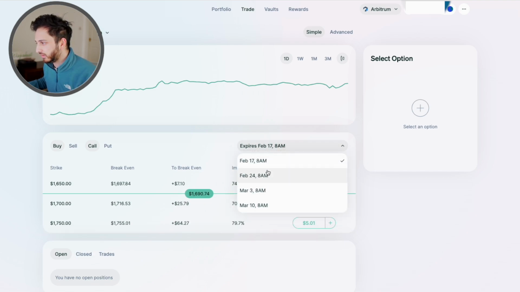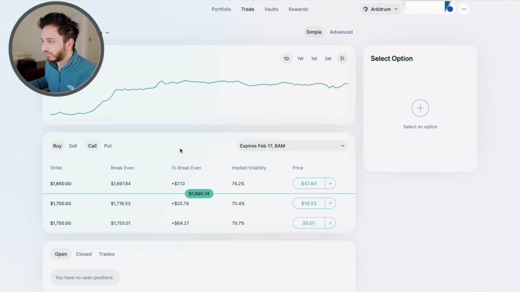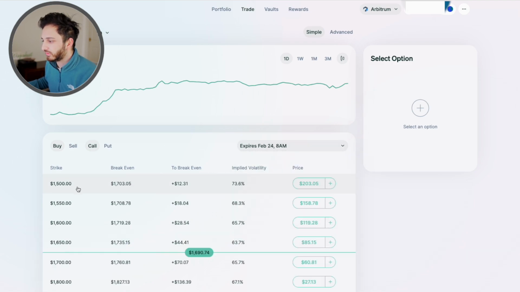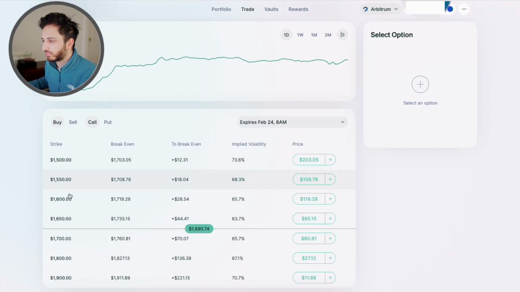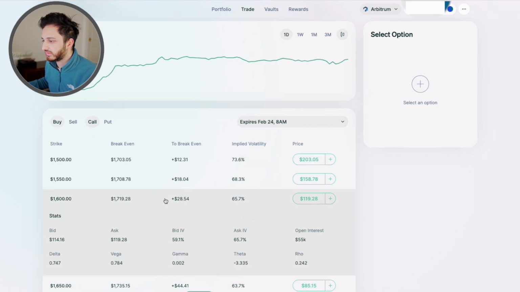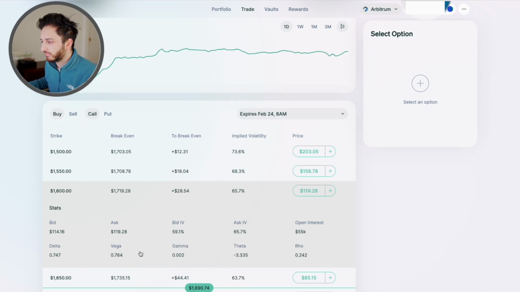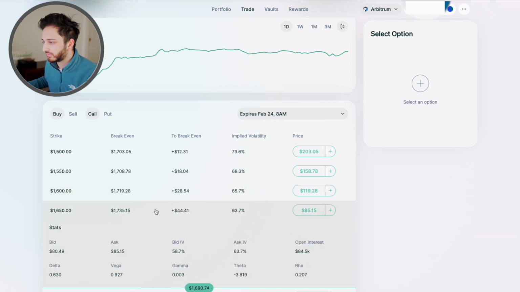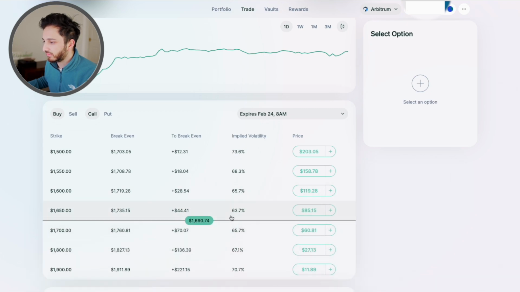Then you've got all different expiries here. At the moment we've got weekly options going up 4 weeks in advance. We just have to select the time frame, for example February 24th, and if we're going to buy a call option, we can see all the different strike prices available, the implied volatility, the prices, and if you click on one, you can see your Greeks here as well: your delta, your vega, your gamma. All of these things are important to be aware of. Lyra does a good job of hedging gamma and vega, but you've got delta to consider as well. So you can choose which options work well for you.